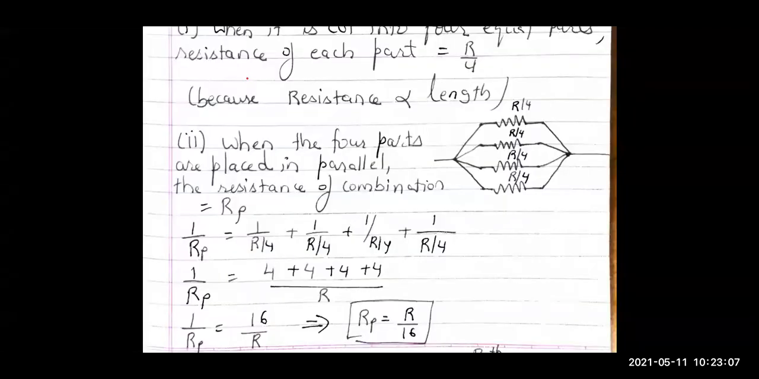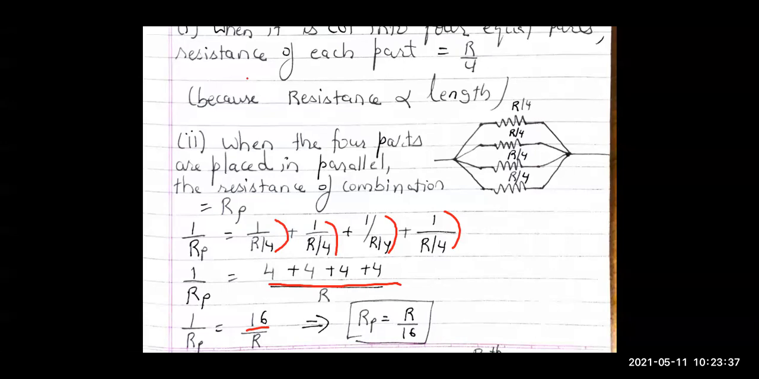So 4, which is in the denominator, will go up in the numerator, right? So we'll have 4 plus 4 plus 4 plus 4 upon R. So it is 16 by R. Now in the question they have asked you to find how the joint resistance compares with the resistance of the original wire. So you have to compare it with the original wire resistance.